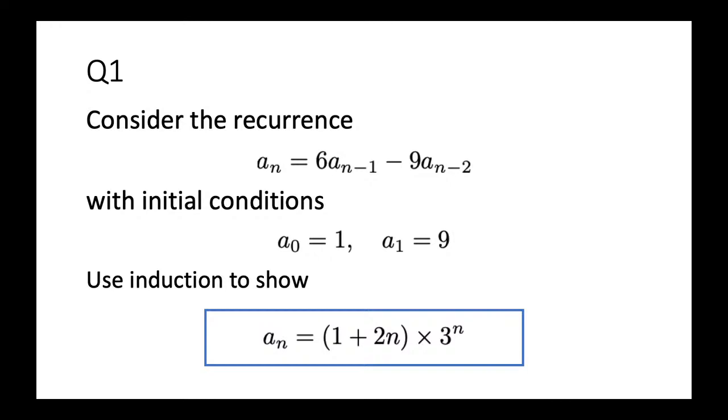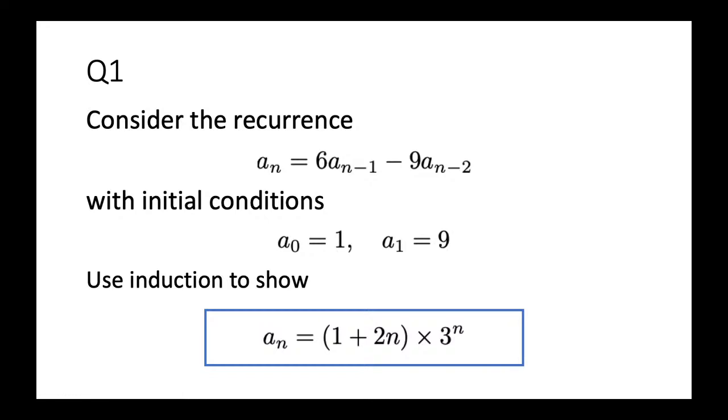In this example, we have two initial conditions. First, we verify that these two initial conditions satisfy this formula. We can easily check whether a_0 is equal to 1 by using this formula. First of all, we only know a_0 is 1; we don't know that a_0 should satisfy this formula. So we are trying to check whether this gives us 1 when n is plugged in as 0. When n is equal to 0, (1 + 0) times 3 to the power 0 is actually equal to 1. So this formula works for n equal to 0.